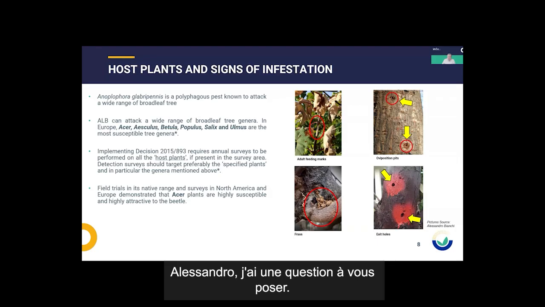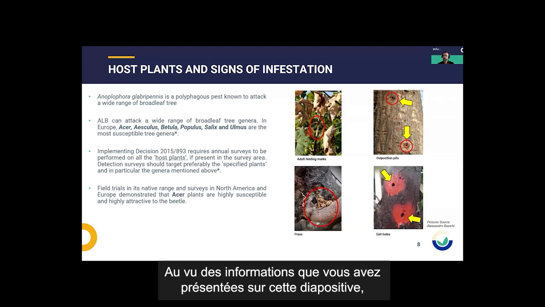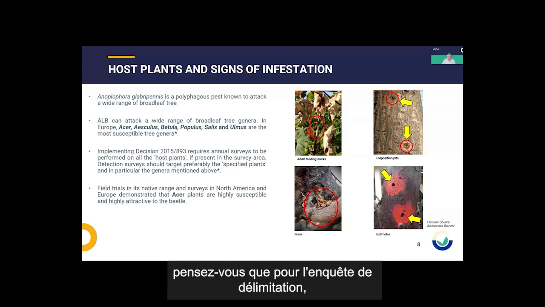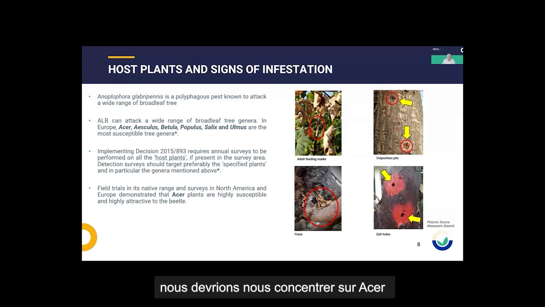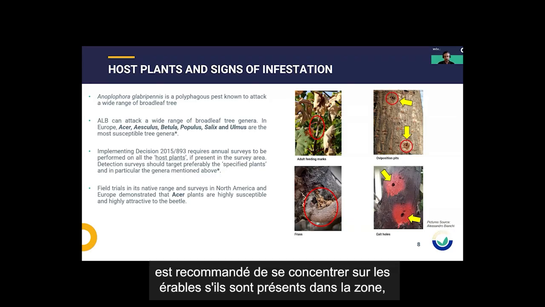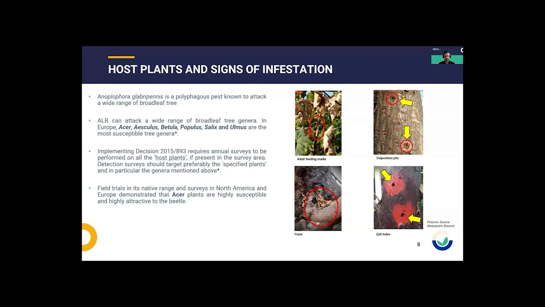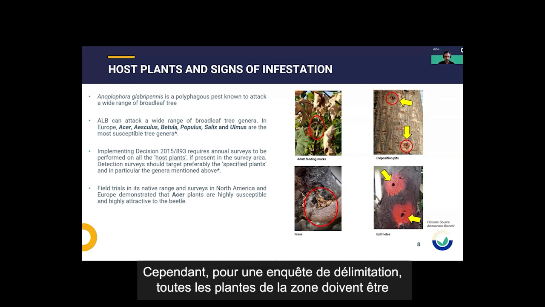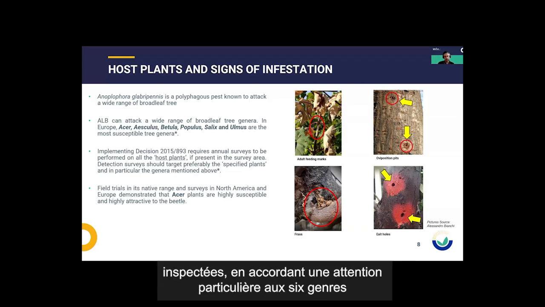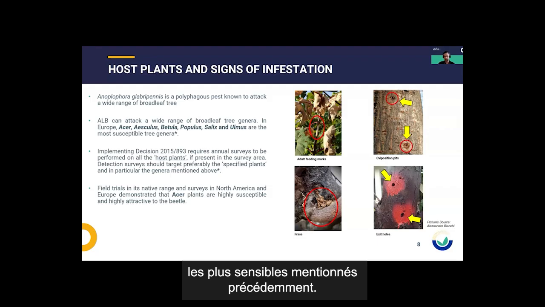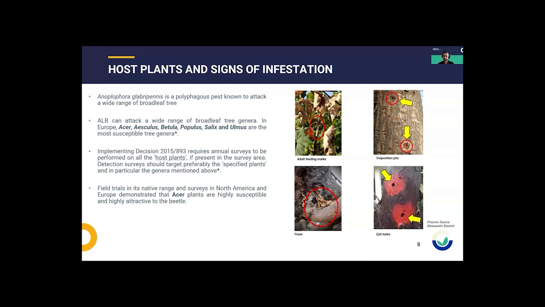Alessandro, sorry, I have a question for you. In view of the information you presented in this slide, do you think that for a delimiting survey we should focus on Acer as the target host? Well, for a detection survey, it's recommended to concentrate on maples if they are present in the area, since they are highly attractive. However, for a delimiting survey, all host plants in the area should be inspected, with particular focus on the 6 most susceptible genera mentioned above. Yes, clear.